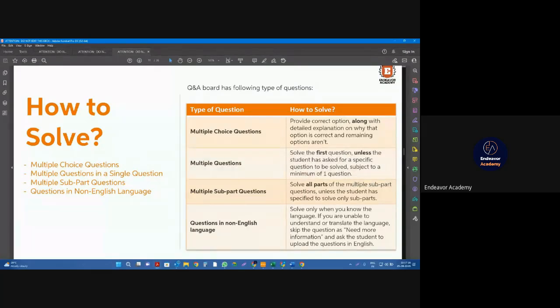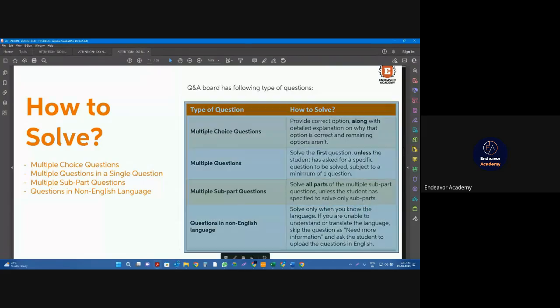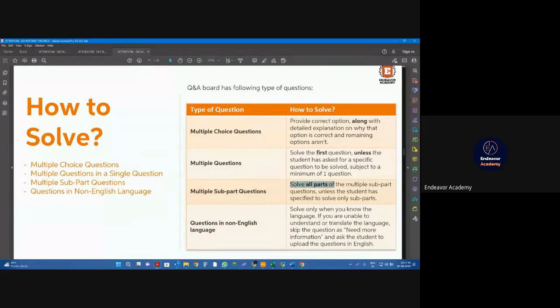So the next kind of questions you will get is the multiple subpart questions. Multiple subpart question means there will be one question, question one, and in that there will be multiple subparts, like part A, B, C, D. In that case, we have to solve all the subparts. If the question has 4 subparts A, B, C, D, then we have to solve all the subparts.